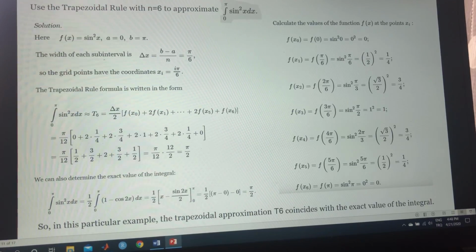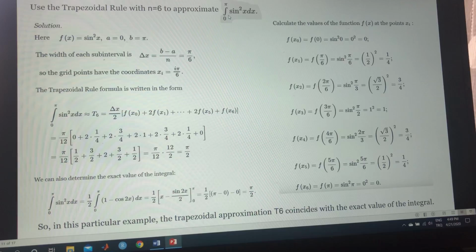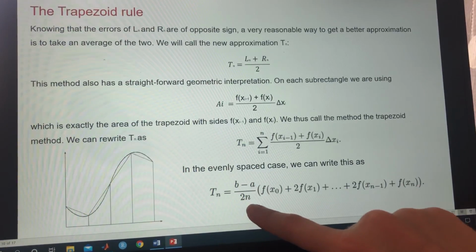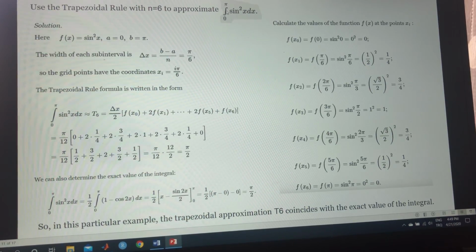Okay, and this is just one example. Now we are trying to approximate the integral from 0 to pi of sine squared x dx, and here our f is sine squared x, and a is 0, b is pi. These are the borders of the integral. And remember our formula, (b minus a) over 2n times these f's. So we need to find (b minus a) over n. This is pi over 6. So the intervals are starting 0, pi over 6, 2 pi over 6, 3 pi over 6, 4 pi over 6, 5 pi over 6, and 6 pi over 6, which is pi.